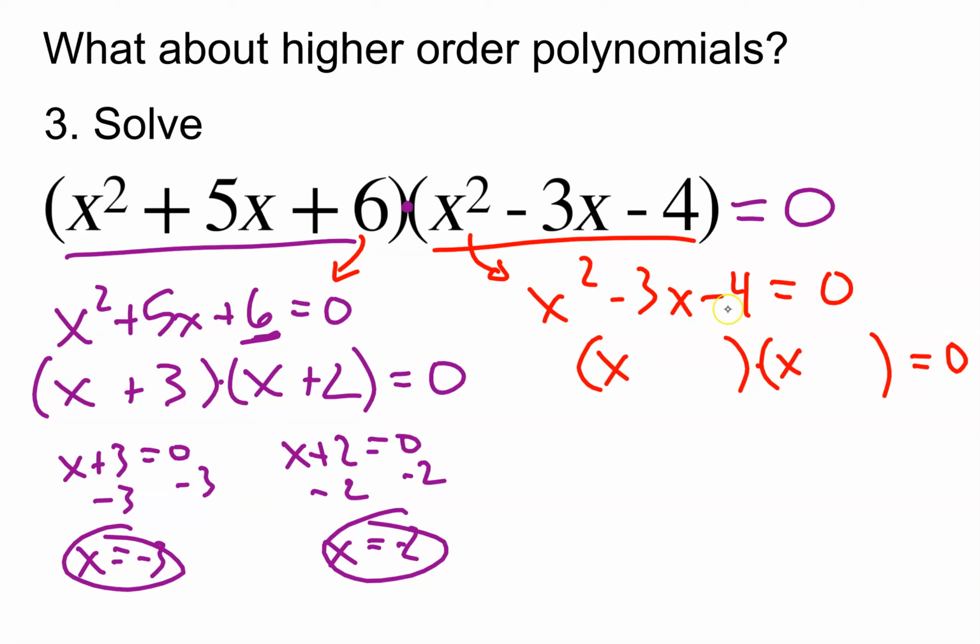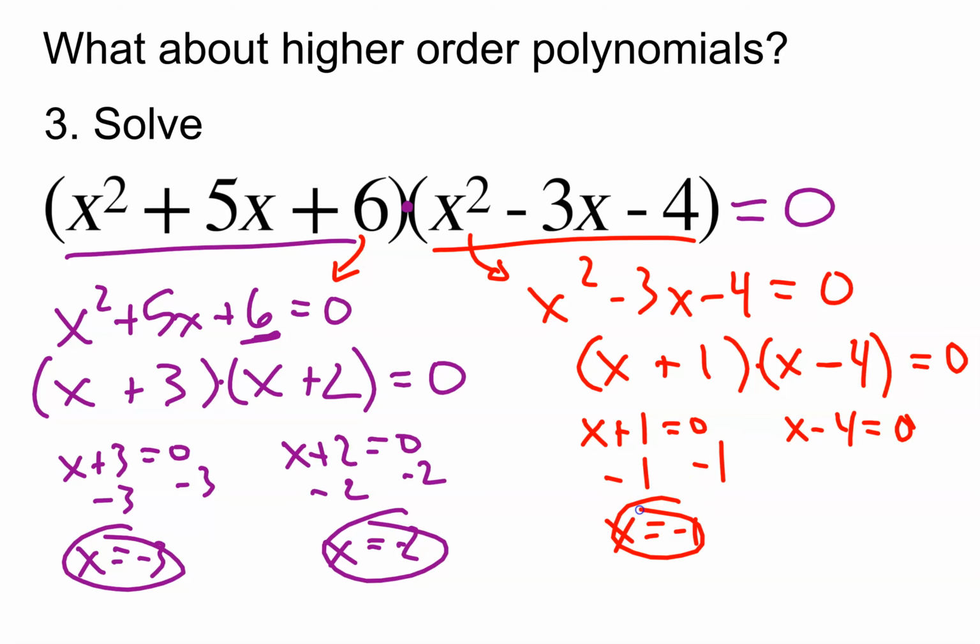I need numbers that multiply to be negative 4. So in order to multiply two numbers and get a negative, one has to be a positive and one has to be a negative. And I want them to add up to negative 3. Okay, so that means I need a negative 4 and a positive 1, because negative 4 times 1 is negative 4, and negative 4 plus 1 is negative 3. And once I find those factors, I can set them each equal to 0. And once I have them set equal to 0, I can solve each one. So this would give me x equals negative 1, and this would give me x equals 4.